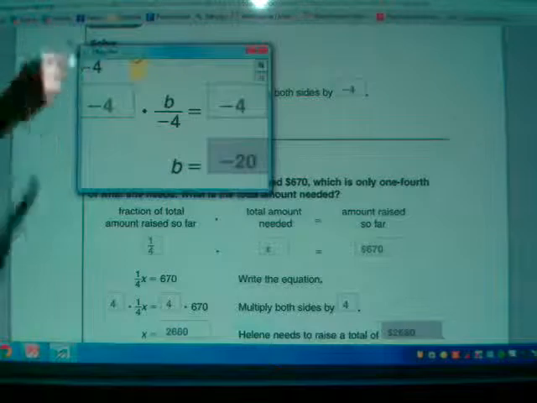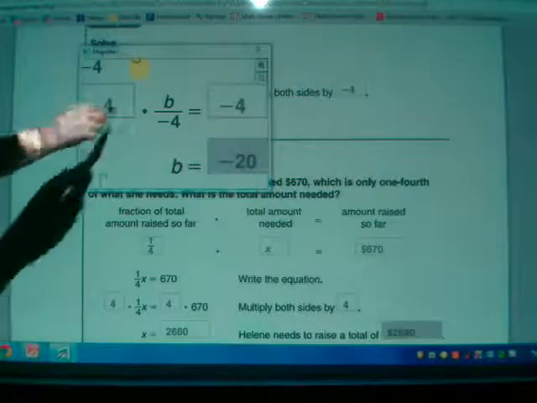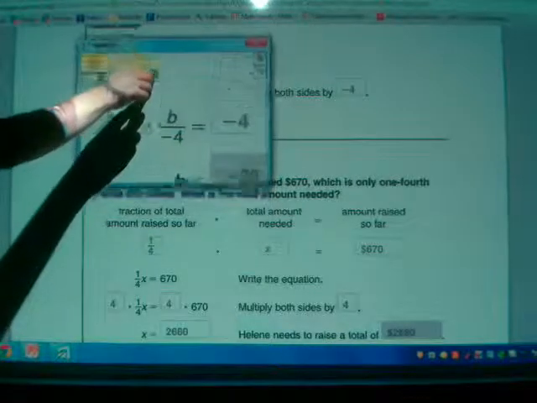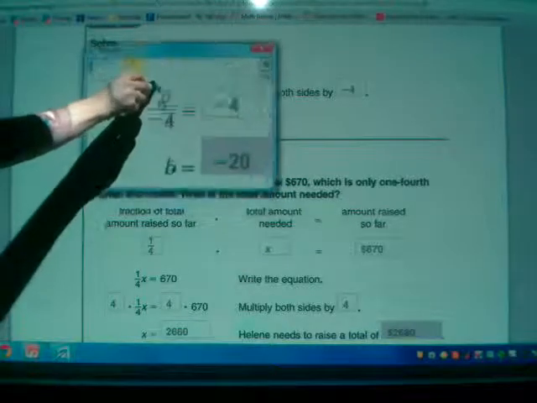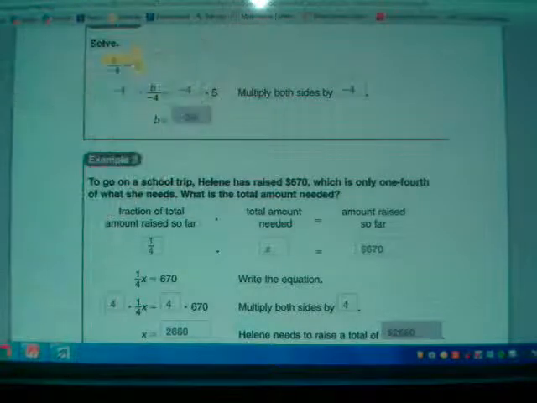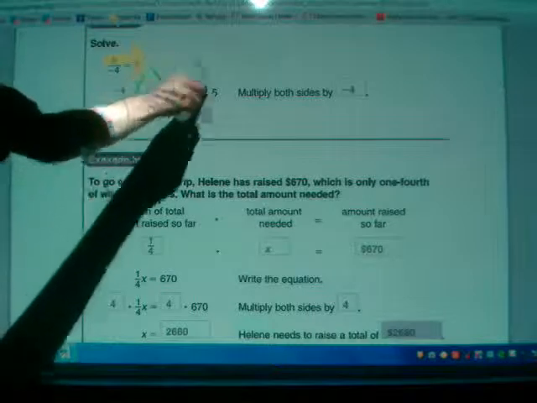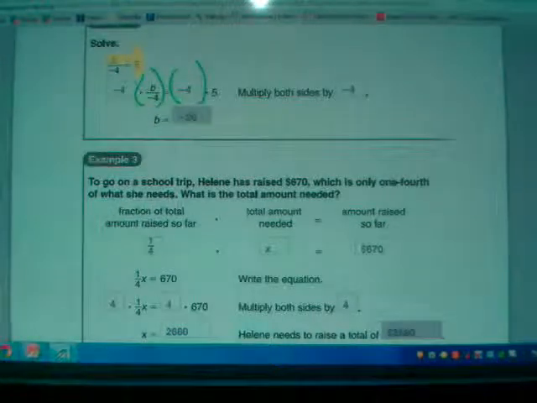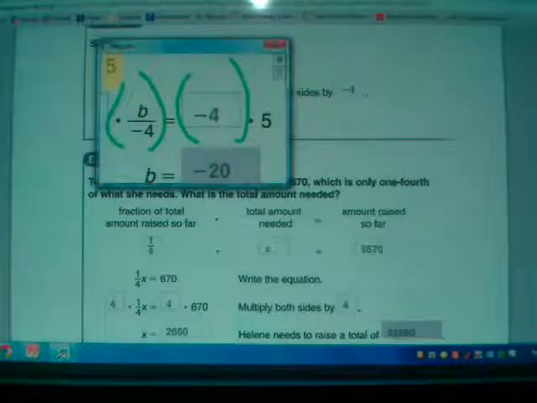A lot of the time, what you'll actually see are the giant parentheses. Remember, parentheses are another way to show multiplication. So they would put parentheses around things to show that multiplication, as you can now see like that, and would solve from there.